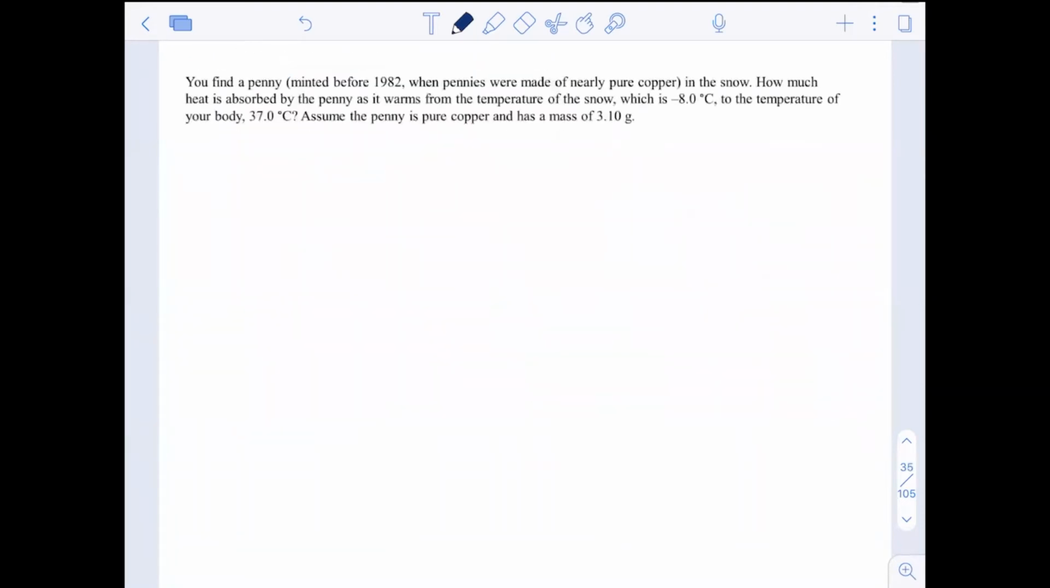Let's do a practice problem. You find a penny. Minted before 1982, pennies were made nearly of pure copper. Nowadays, they're made mainly with zinc and then copper plated. We got cheap. So let's talk about how much heat is absorbed by a penny if it warms from the temperature of snow, which is about -8 degrees Celsius, to the temperature of your hand.